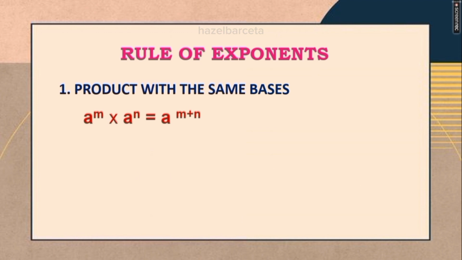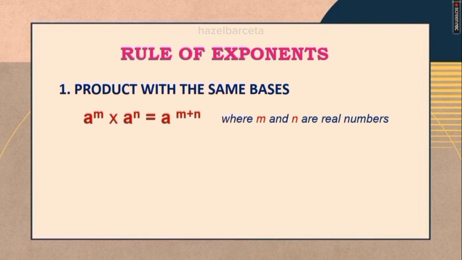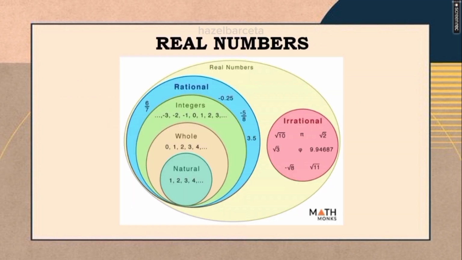I-add lang po natin. So, A raised to M times A raised to N is equal to A raised to M plus N. We're provided that M and N are real numbers. Ano naman po yung real numbers? Ito po. Both rational and irrational numbers. Ang irrational, yun po yung mga naka-radical at yung mga constant natin like pi, which is 3.1416.